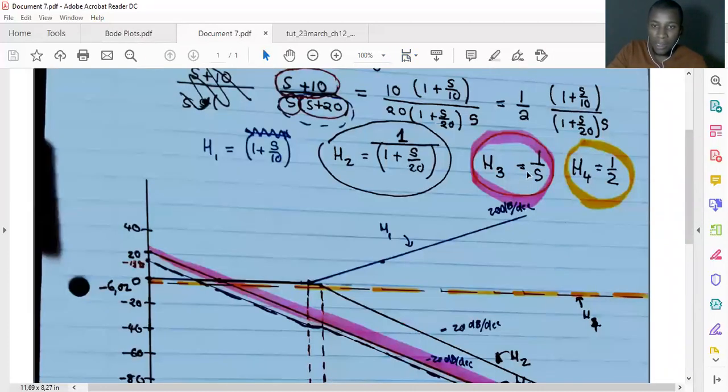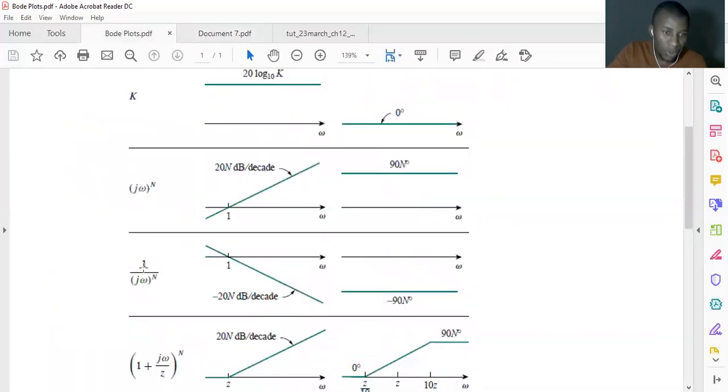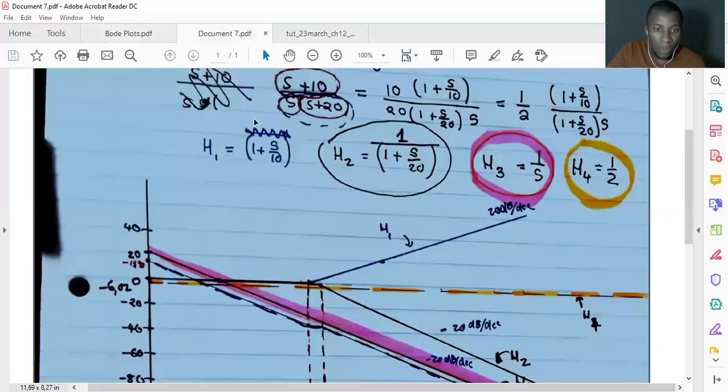And this S is on the denominator. So 1 over JW is an S, so it's 1 over S. So it tells us that if we're drawing this transfer function, we need to draw a line with a slope of negative 20 decibels per decade passing at 1. So we do exactly that.